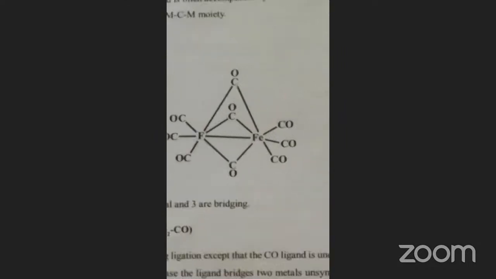Look at this. In this, there are two iron atoms. This is the iron metal, and this is another iron metal. You write here Fe. These iron metals are bonded with the bridge ligand like this. So these three ligands are called bridging ligands.